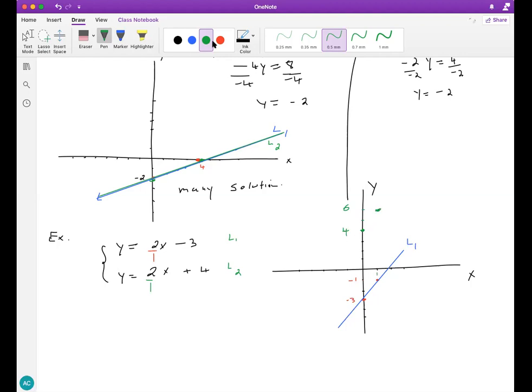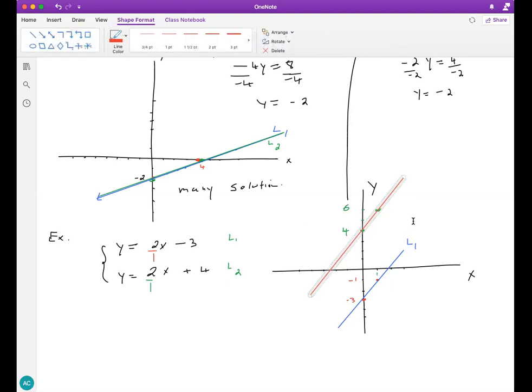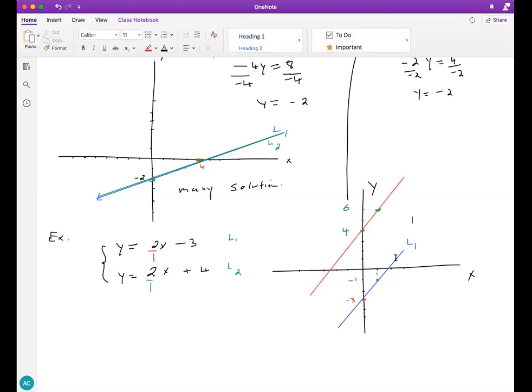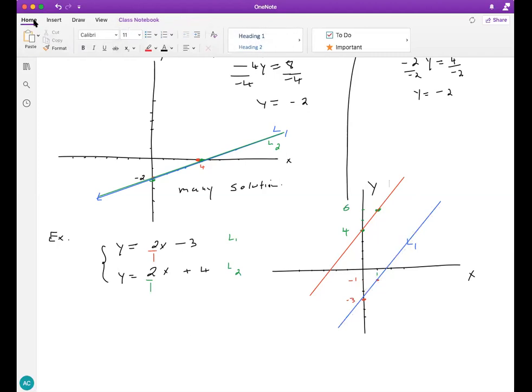Let's grab a line to draw it. So we're going to do again the same thing. All right, so what do you guys think about these two lines? This is line 2.